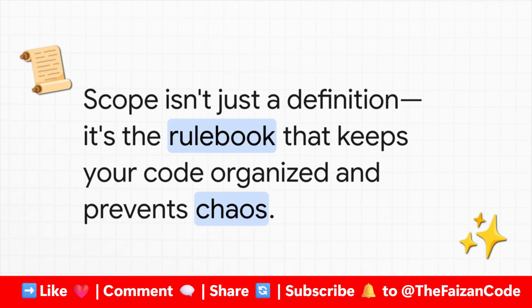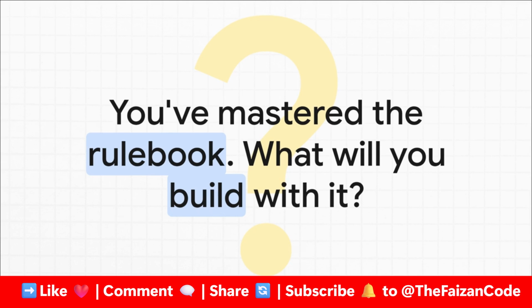And really, that's the whole point. Scope isn't just some abstract definition. It's the rulebook. It's the traffic controller that keeps your code organized and stops that chaotic traffic jam from ever happening. Getting a solid handle on it is, no joke, one of the biggest steps you can take toward writing really clean, professional code. So there you have it. You get the rules of the road now. You know how to use those boxes to keep everything tidy and prevent collisions. So the only real question left is, now that you've mastered the rulebook, what amazing things are you going to go build with it?